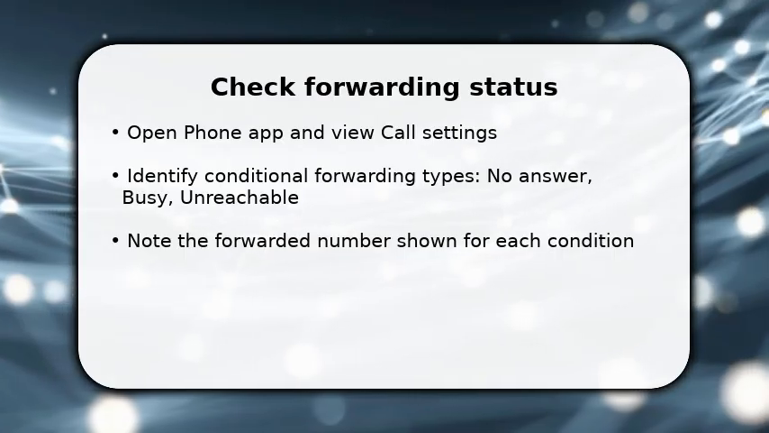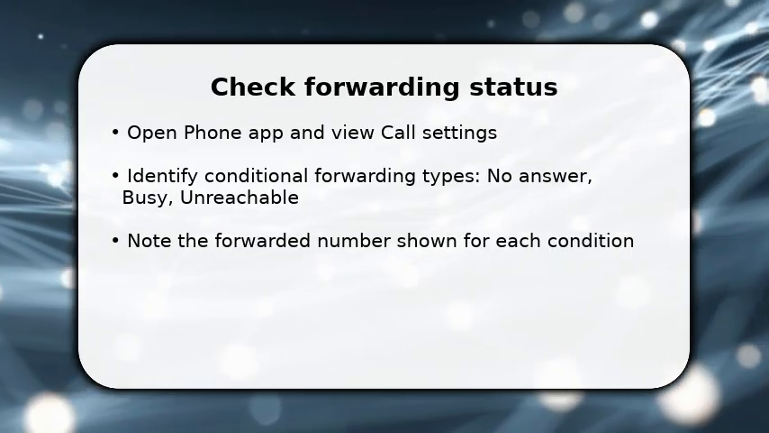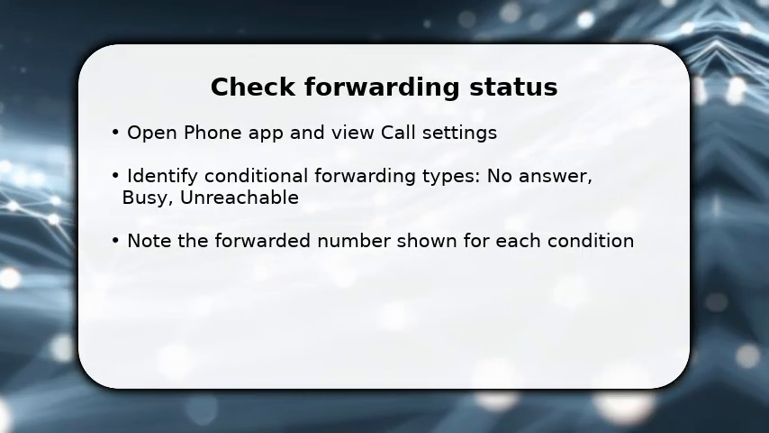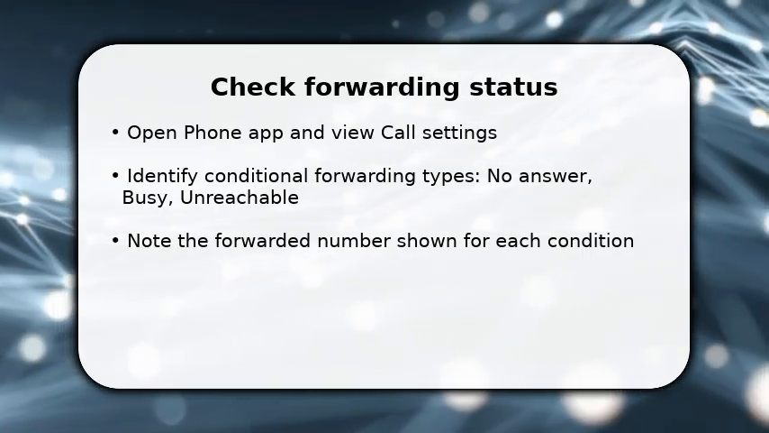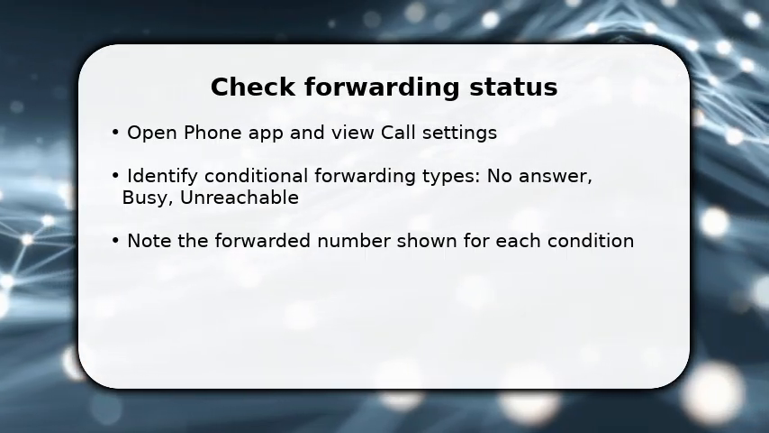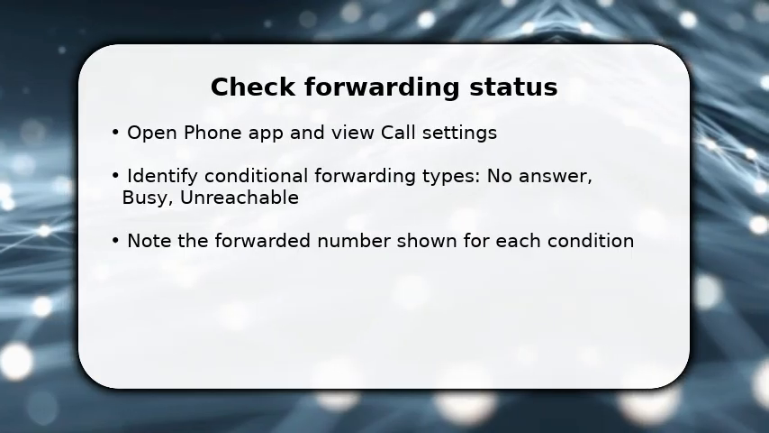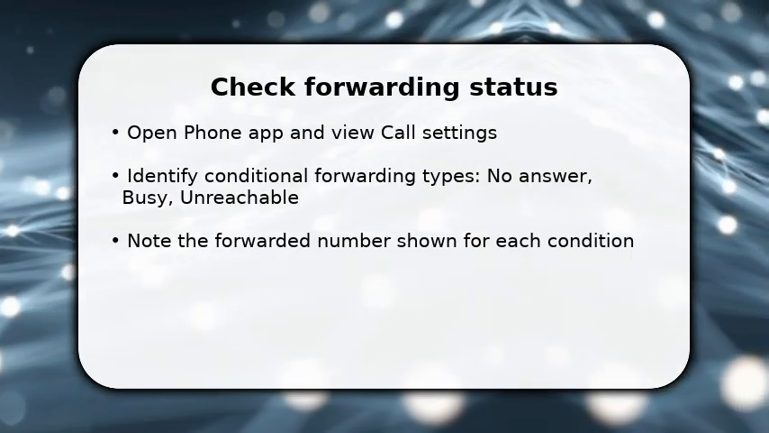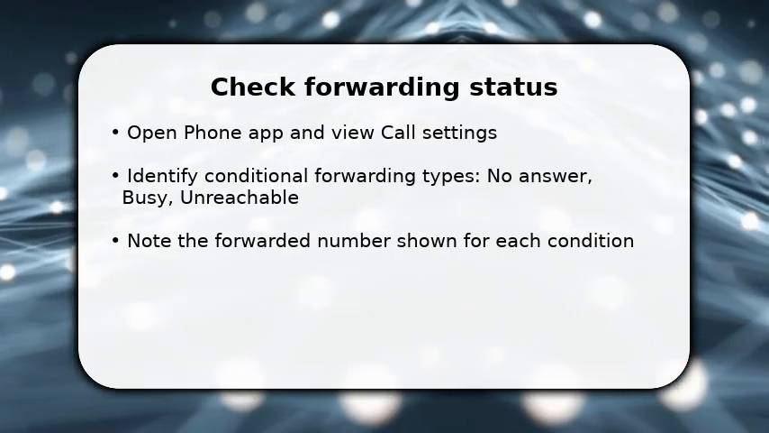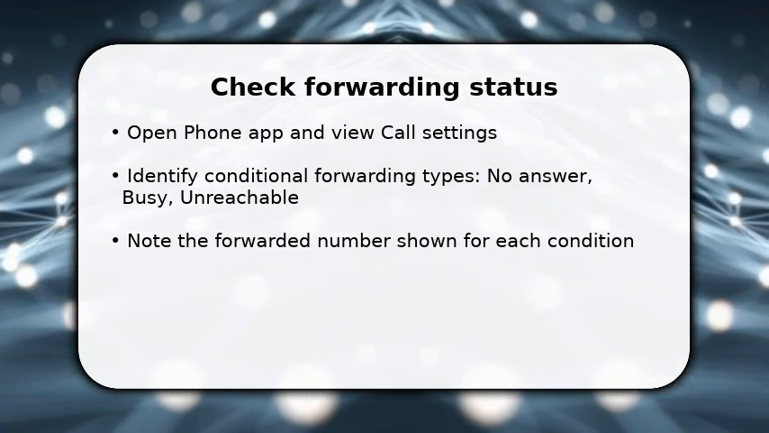You start by verifying which conditional forwarding is active and why the phone routes calls. Open your phone app and go to Call Settings, then Call Forwarding. Once there, inspect No Answer, Busy, and Unreachable entries. Make a mental note or screenshot of any forwarded numbers before changing them, because you may need them later. This prevents accidental loss of important routing information and helps you confirm success after you disable the setting, so you won't be guessing which condition caused the reroute.